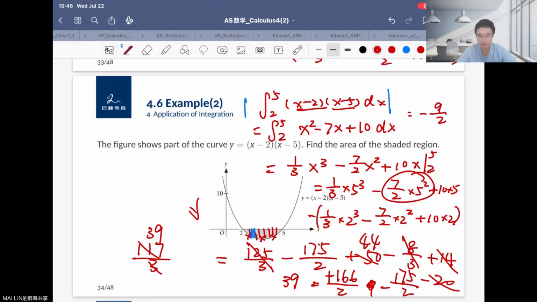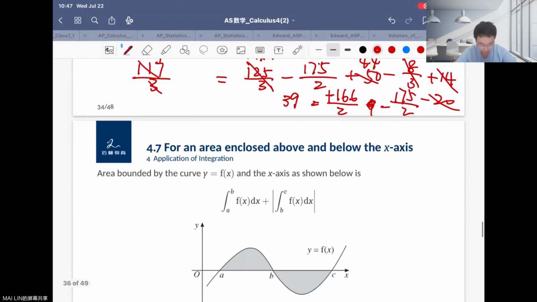So that means the integration below the graph is negative, minus 9 over 2. But the exact area has to add the modulus. So finally, it becomes 9 over 2, right? That is it. Okay, so here is for this problem.